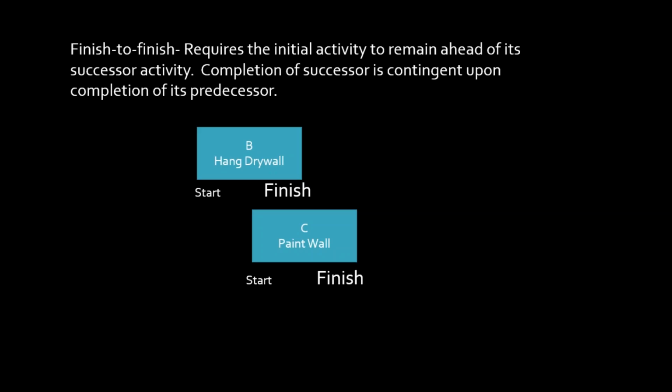The second is called finish to finish, and this requires the initial activity remain ahead of the successor activity. So the completion of the successor is contingent upon the completion of the predecessor. This is an FF, finish to finish. This means I can't complete task C until I've completed task B. Why would I do this? The best example is that as a project manager, I want some kind of controls built into my schedule.